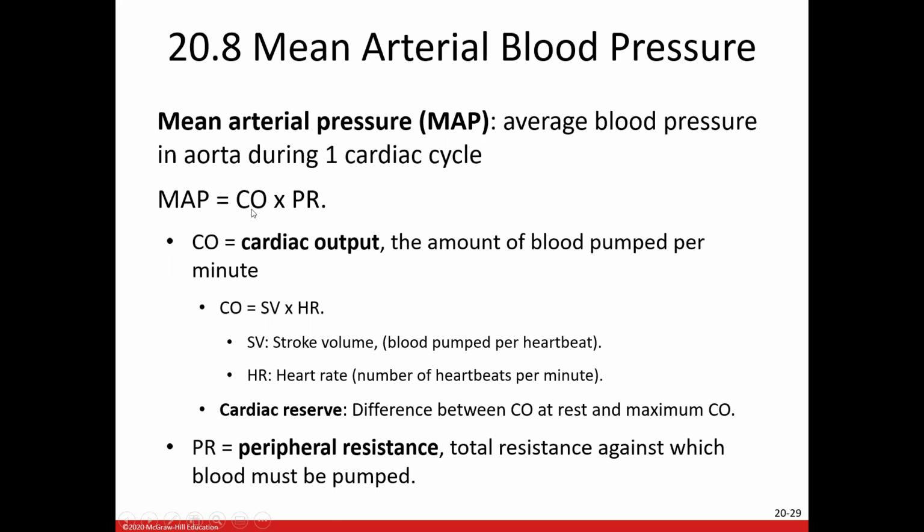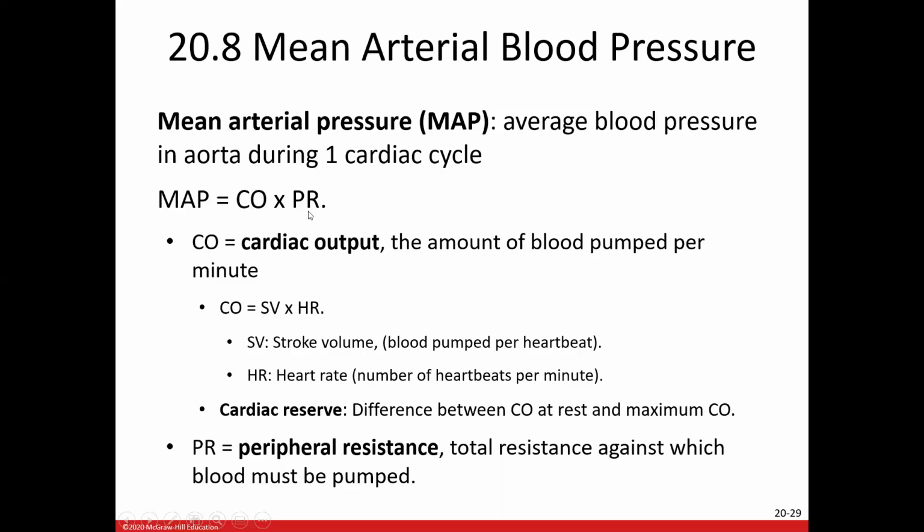The first variable is your cardiac output, which is shortened to CO. And that's the amount of blood that we have pumped in 1 minute. And cardiac output depends on two variables. It depends on stroke volume, it depends on heart rate. So stroke volume is the amount or the quantity of blood pumped in one single heartbeat. And then heart rate is just the number of heartbeats per 1 minute. So when we multiply the heart rate by the stroke volume, we'll get the cardiac output, which is the first portion for figuring out the mean arterial pressure.